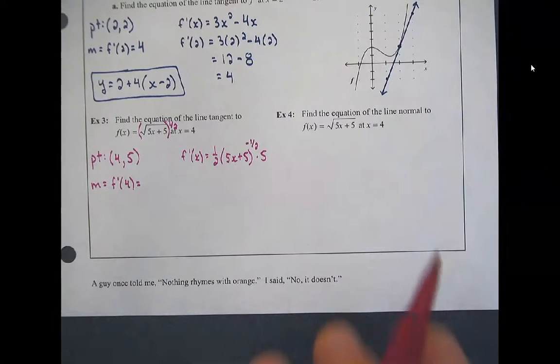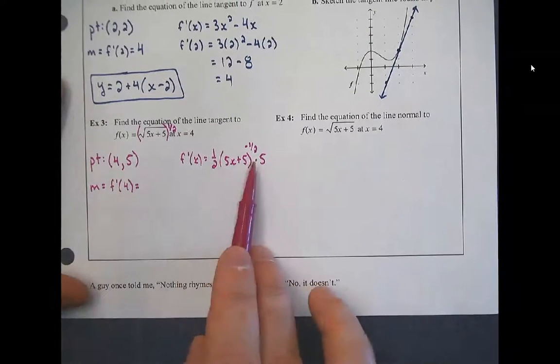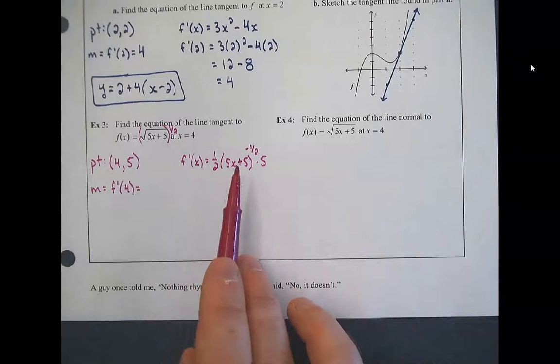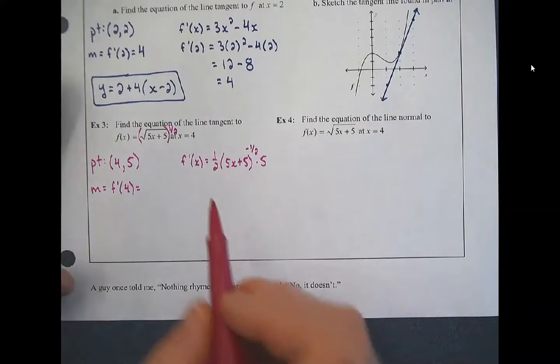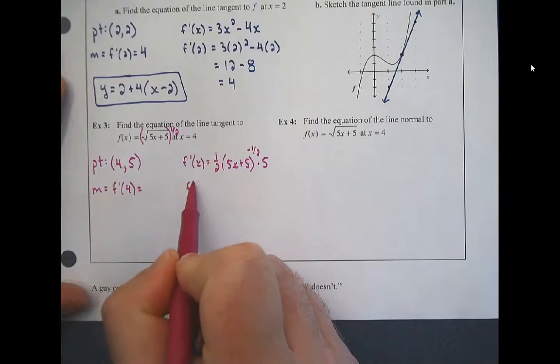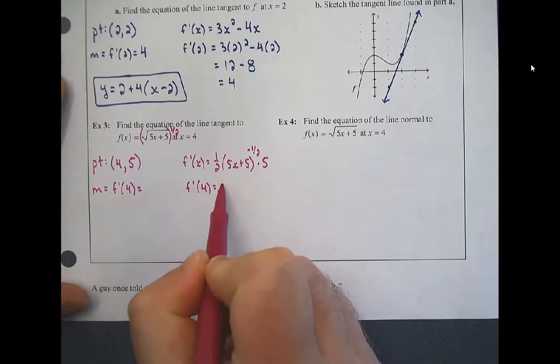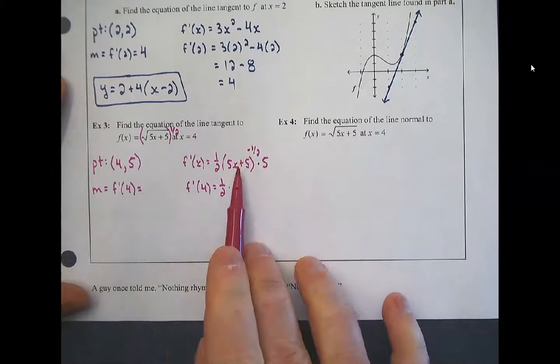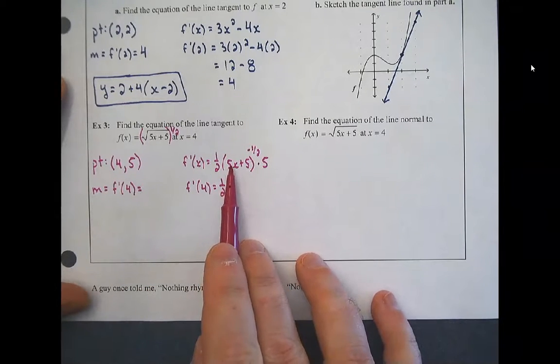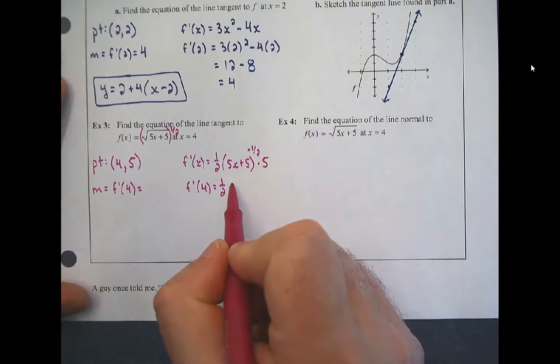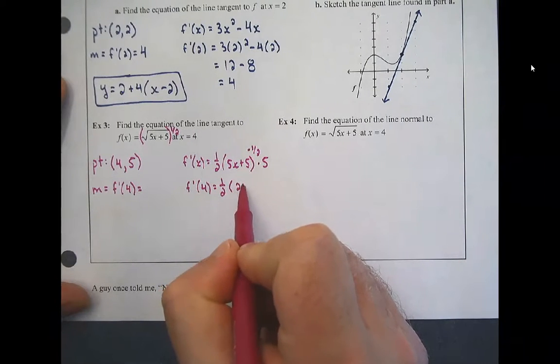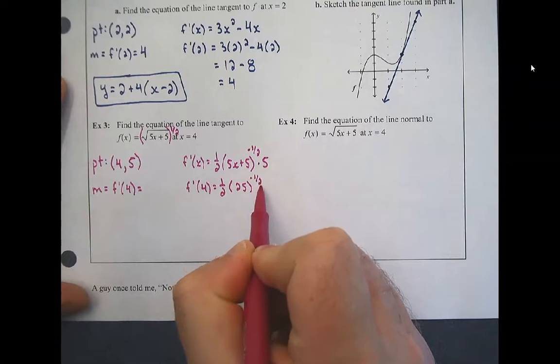Now look, from here, guys, you can clean this up if you want to. But what are we going to do with the 4 now? I'm going to plug it in. So I don't want to clean this all up. You can, but why bother? Because you're going to plug in numbers anyway. So f prime of 4 would be 1/2 times, all right, 5 times 4 is 20, plus 5 would be 25 to the negative 1/2.